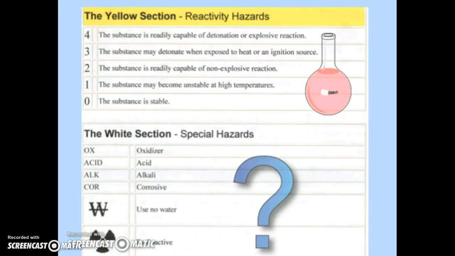We already saw the one about don't use water. And the last one, which is kind of covered up by the Screencast-O-Matic logo down there, is a radioactivity symbol. It means it's radioactive. If we had some radioactive stuff, that's the symbol we put on there for the special diamond, the white diamond.